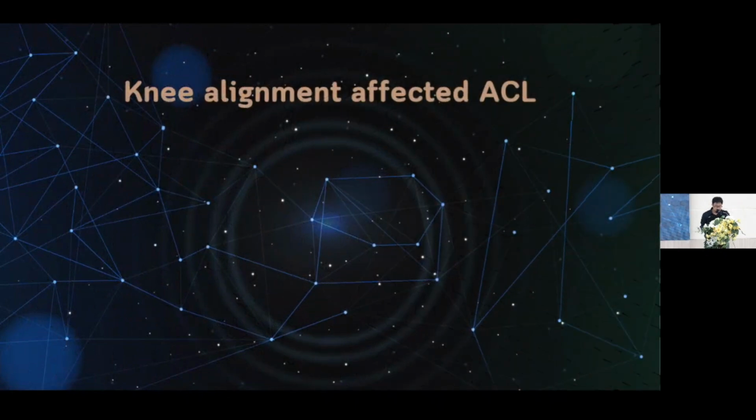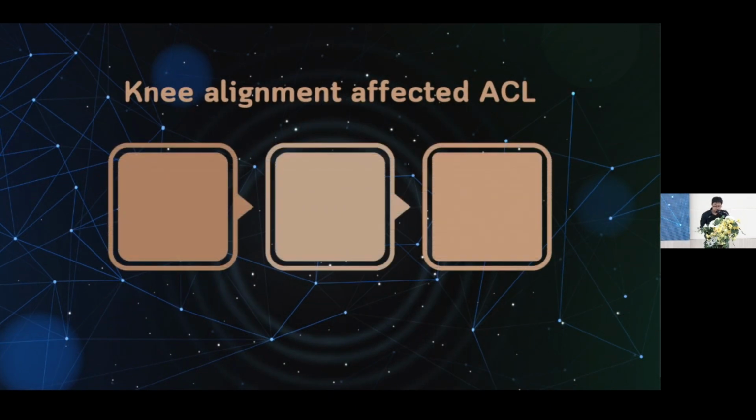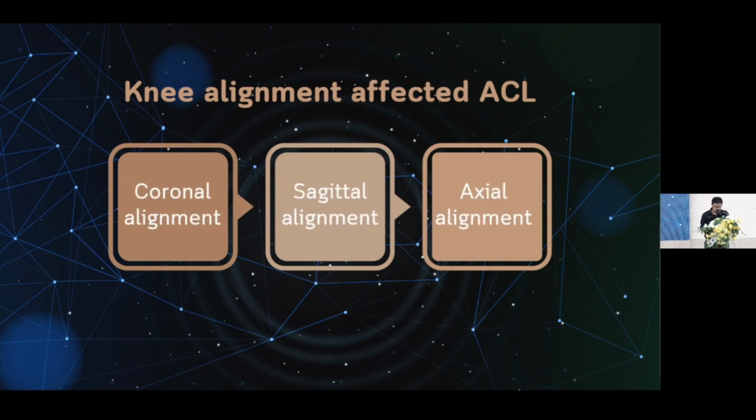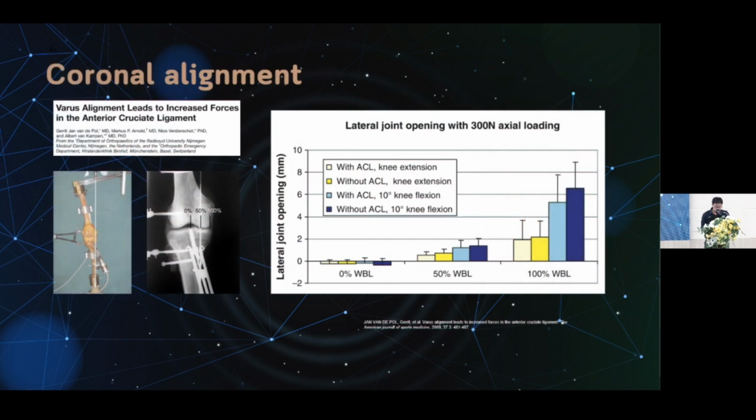When considering limb alignment and how it affects the ACL tendon or graft, alignment can be categorized into coronal alignment, sagittal alignment, and axial alignment. In terms of coronal alignment, there is a study by Gerrit Jan van Diepoel, which conducted a biomechanics study on 6 human cadaveric legs. It was found that varus alignment and ACL tension are directly related. The presence of varus thus increases the tension of the ACL, while ACL deficiency also causes a greater lateral joint opening.